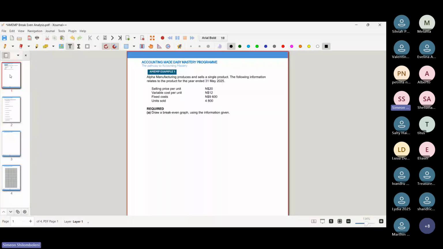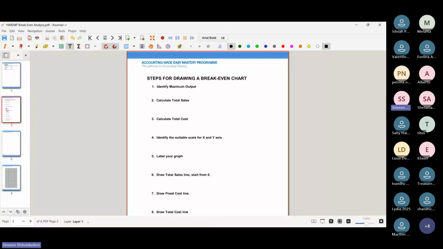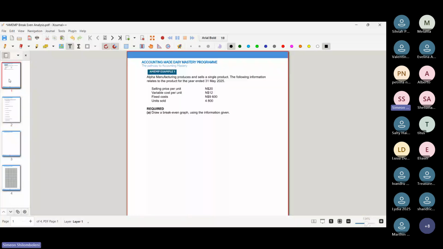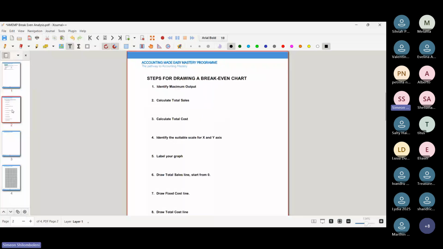The first thing is identify, because I already taught you this topic, I will expect you to be the one guiding me in getting the answer. Identify the maximum output. How much is the total output that this business is producing? In marginal costing, the assumption is everything that is produced is sold. You must have that assumption at the back of your mind. If you produce 20,000 units, you are selling 20,000 units. So how much is the maximum output in this question?